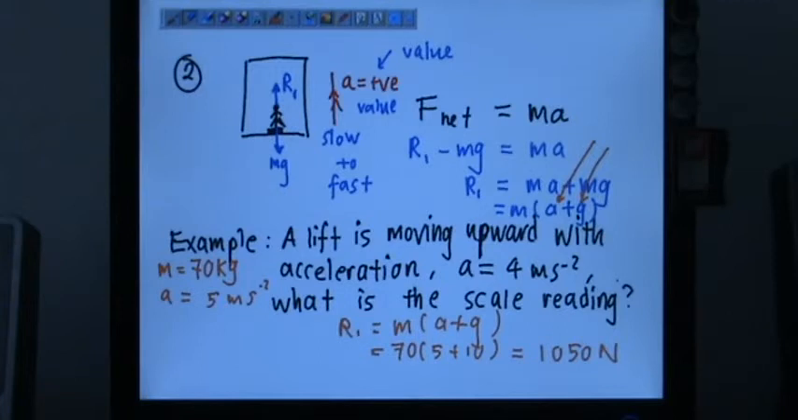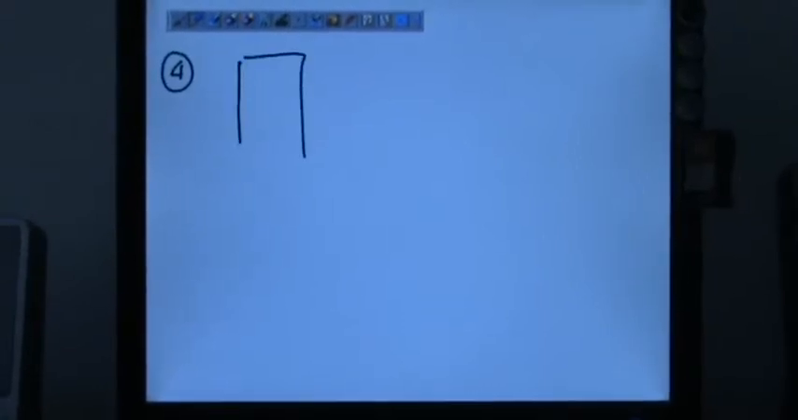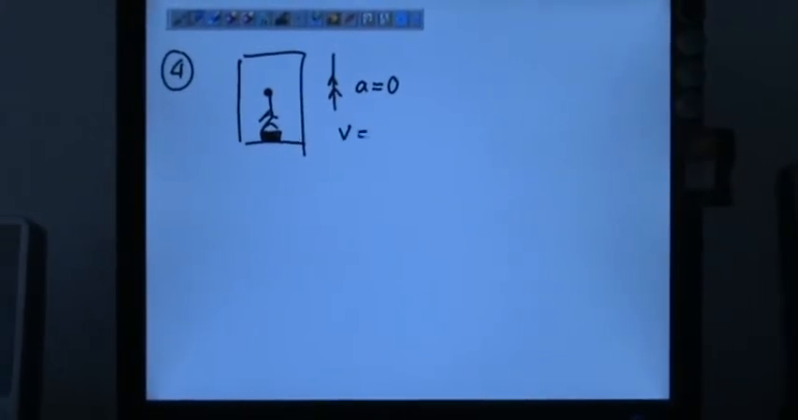But there's also a time where, after moving fast, the lift is not accelerating anymore. Let's say this one is going up, but this a is 0, as there's a constant velocity.